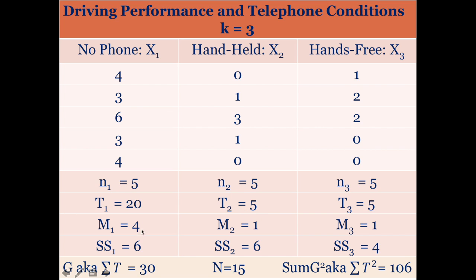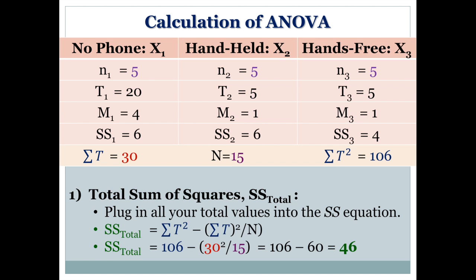And then means, averages, right? So just add them up. So add your 20 divided by your 5, and you get 4. Add up to your 5, divide by 5, you get 1. 5 and 5 and 1 again. Sum of squares, you use your sum of squares equation for each one of those, right? And then G, or sum of T, you're going to add up your 20 and your 5 and your 1 again. And big N is your total number of people in the study. Sum of T squared would be just adding up all the T squares, or all the raw scores squared.